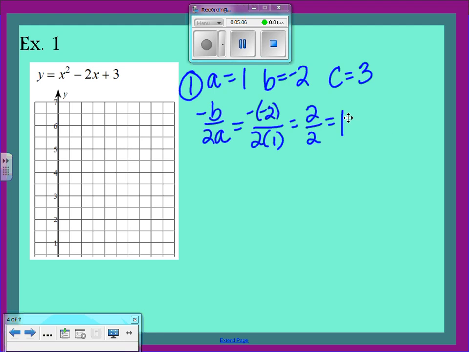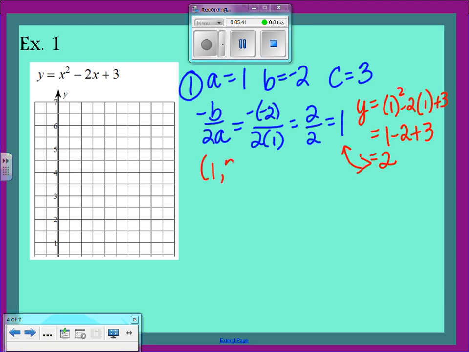And now, again, I'm going to take this 1, and I am going to plug it back into the equation to figure out what the y would be. So y equals, we've got 1 squared, minus 2, plus 3. So 1 minus 2 would give me negative 1, and negative 1 plus 3 gives me a positive 2. Okay, so I've got my two values here and here. So we know our vertex is 1, comma 2.